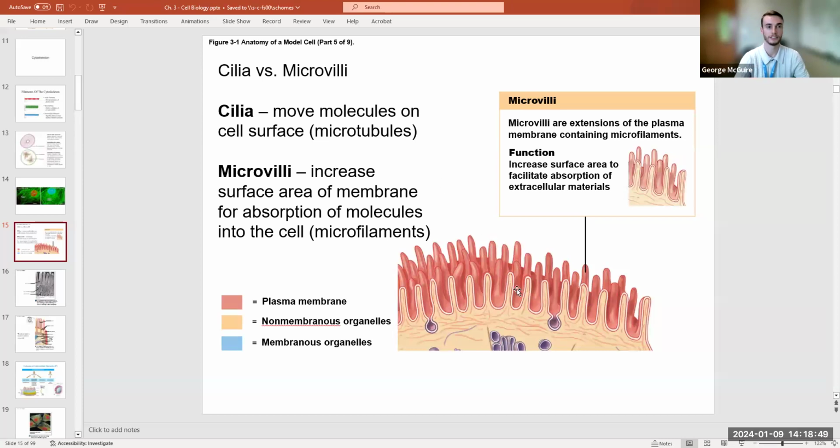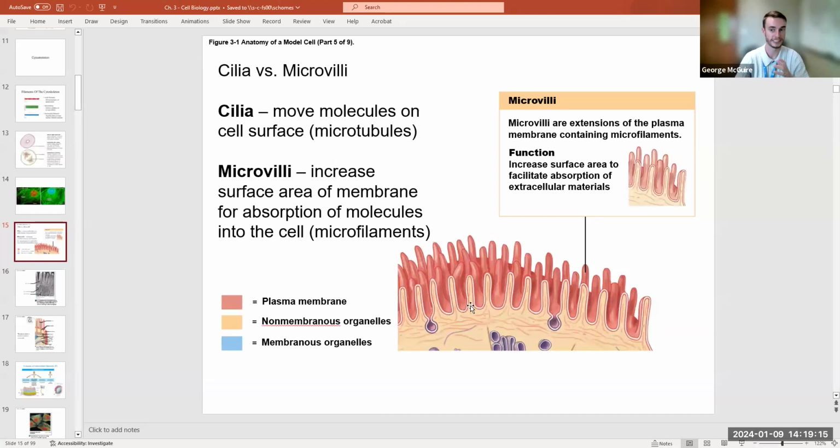So cilia do a lot more movements, and they kind of go in this flowing back and forth, what is called a power stroke in these cilia. And in like bacterial cells, movement of cilia in that way helps them move through their environment. But in our cells, these cilia are mainly there to move molecules across the membrane to help push them in some direction across the cell surface.